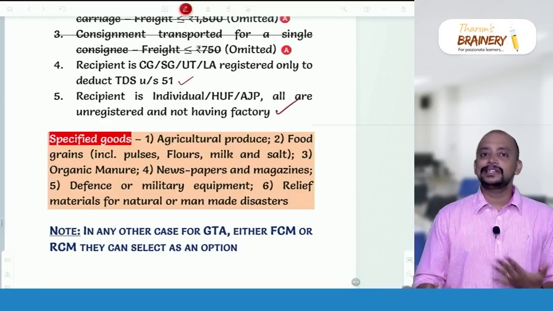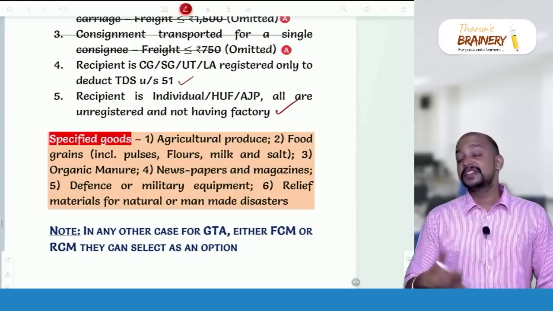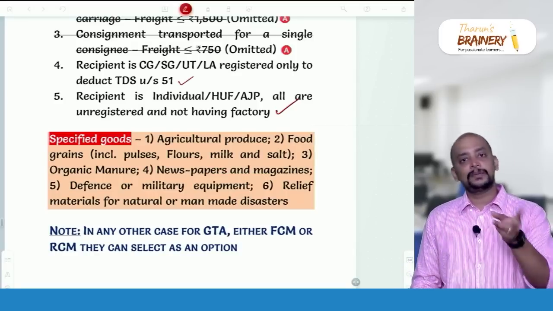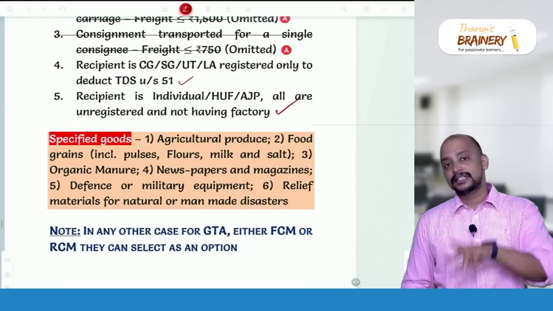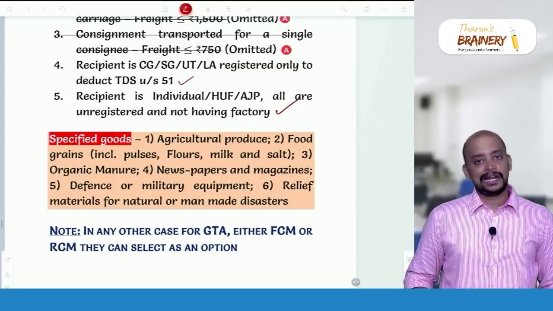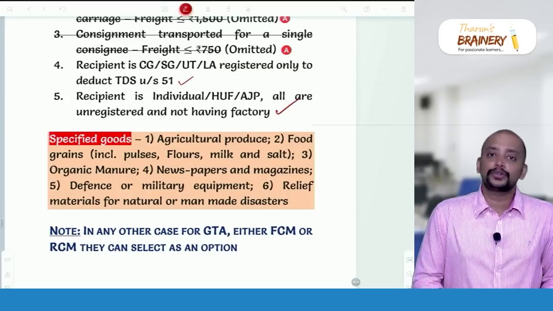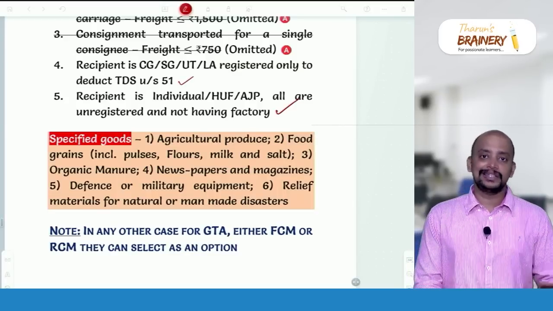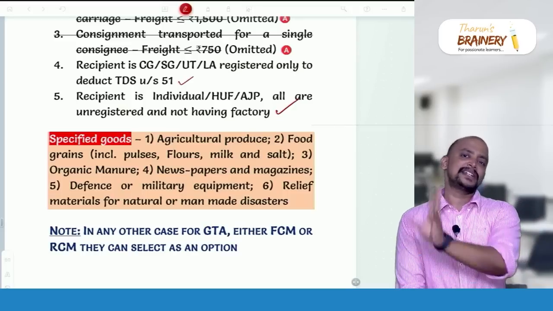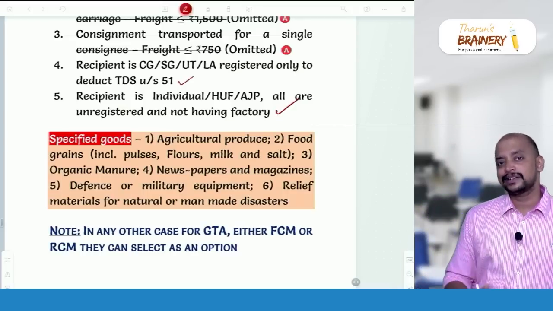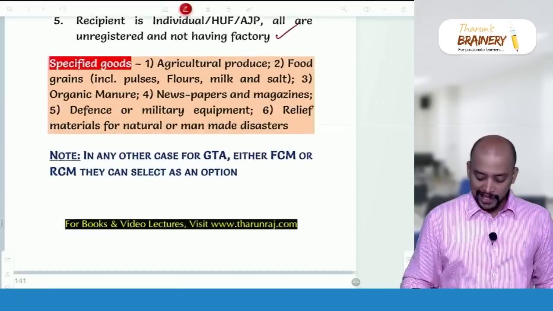Now wherever GTA is paying tax, that is wherever it is taxable, they have two options, FCM and RCM. They need to choose the FCM option or RCM option for every financial year. In case of FCM, again they have two rates, 12% with ITC and 5% without ITC. In case of RCM, always it will be 5% and the recipient will be able to take ITC with respect to that.